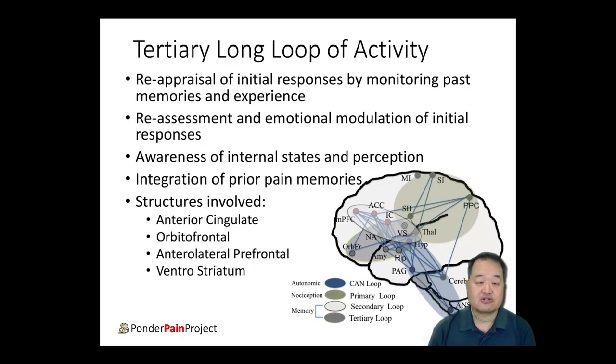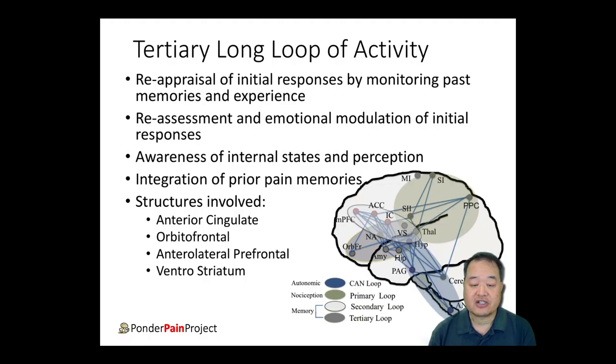Now our last loop is the tertiary, or the long loop of activity, and this is more linked with the central executive functions of the prior functional classification. What it does is it reappraises our initial responses by monitoring past memories experienced. So this is where past exposure to pain influences how we respond now and in the future. We take a look at the memory through these systems, and the body goes up to those areas and says, have we seen this before? And if it has, it modulates based off that prior experience. It reassesses, and it uses emotions to modulate these initial responses.